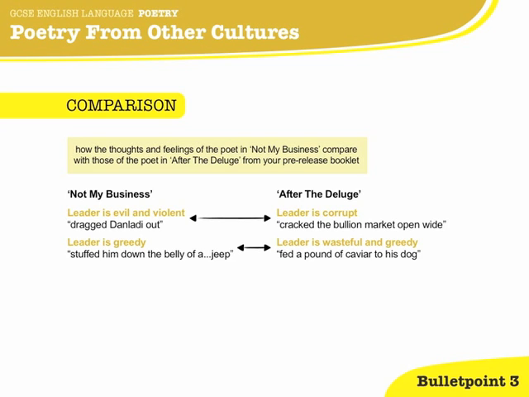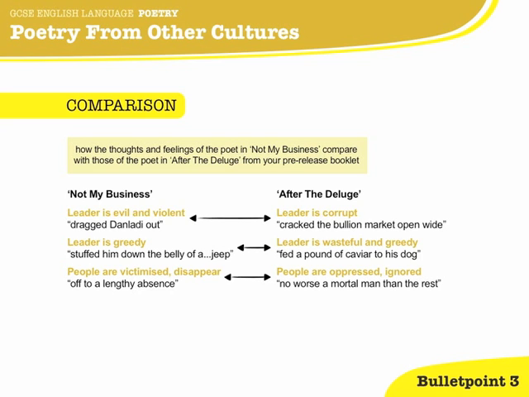The people are treated badly in both poems. In Not My Business, people are victimised and disappear. One of them was taken away when it says off to a lengthy absence, so he's not seen for ages. In After the Deluge, people are oppressed and ignored. The poet says, no worse a mortal man than the rest, meaning he treats the people as meaningless, seeing himself as their god. Both leaders are absent from the public eye, but in different ways.